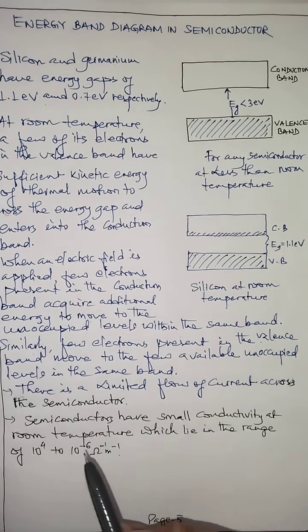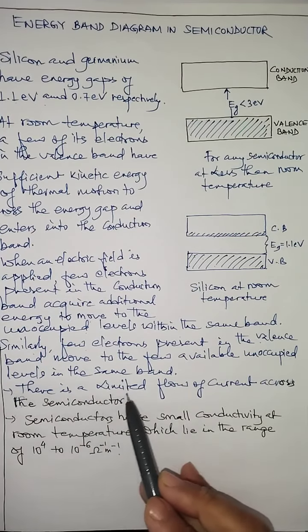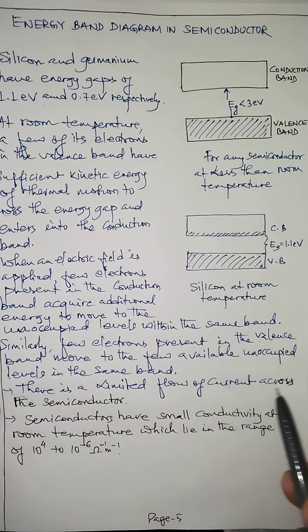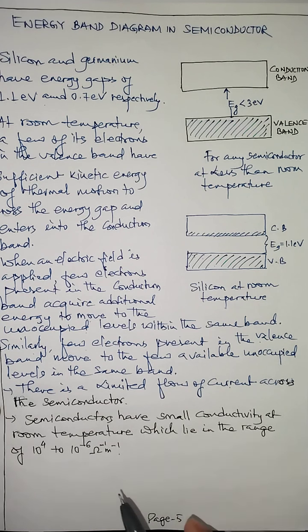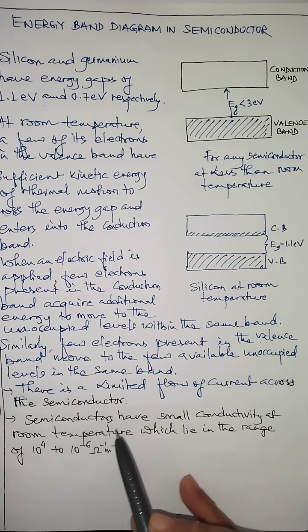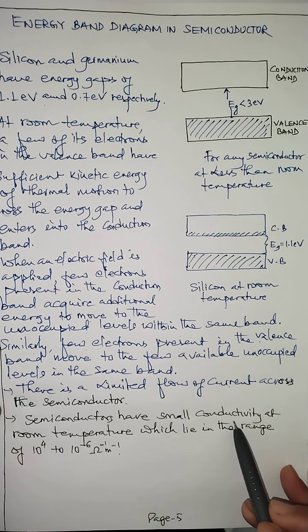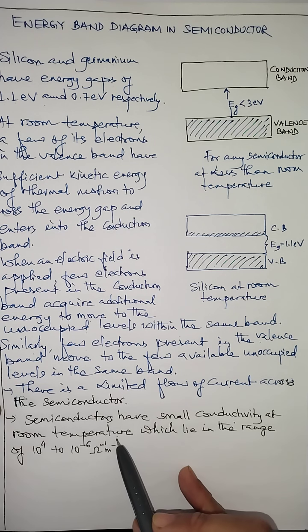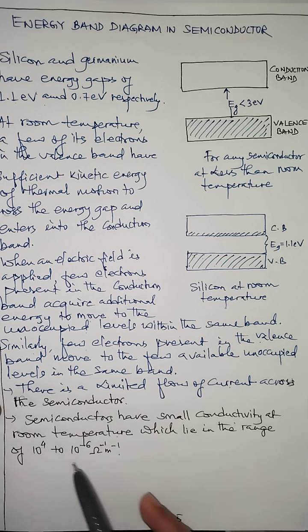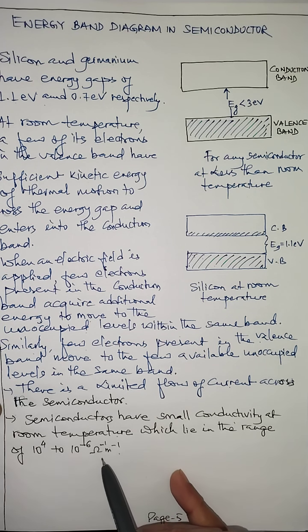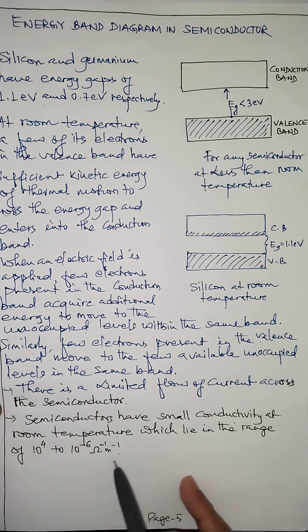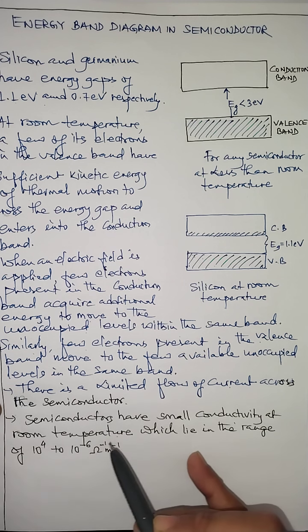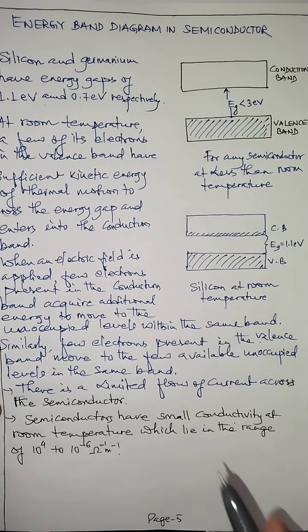So under this condition, as you can see, there is a very limited flow of current across the semiconductor, and due to this the semiconductor has very small conductivity at room temperature, whose value lies in the range of 10 to the power 4 to 10 to the power minus 6 ohm per meter. That means this range of conductivity is very less.